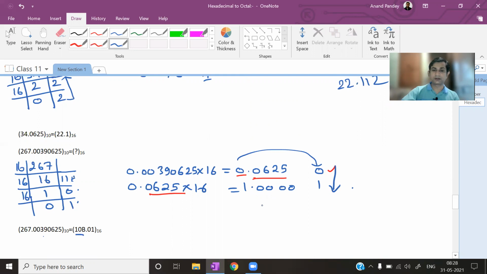0.01. Okay, so the same process. Instead of using 2 or 8, here we are using 16. The rest is the same, no difference. So please remember these conversions, don't forget them.